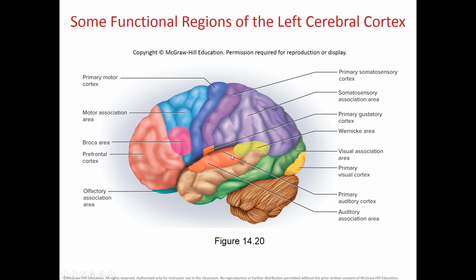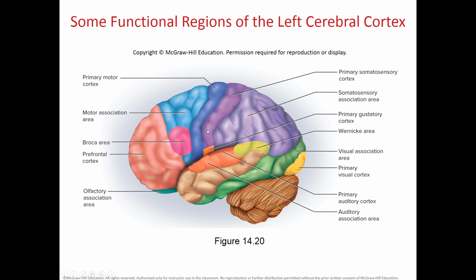Then we have here the auditory association area and somatosensory area. So here, anterior to the central sulcus, we have the primary motor cortex. So we send commands for our skeletal muscles to move using this primary motor cortex.